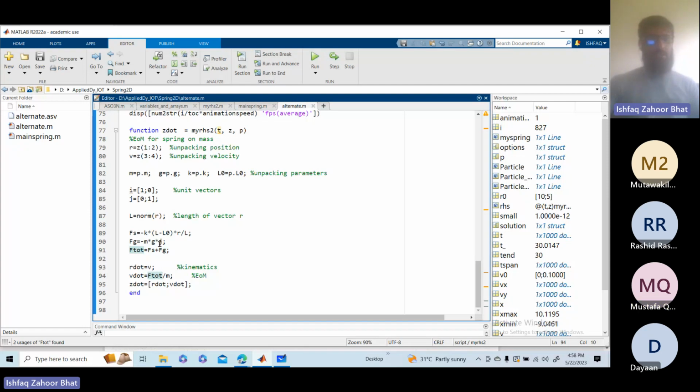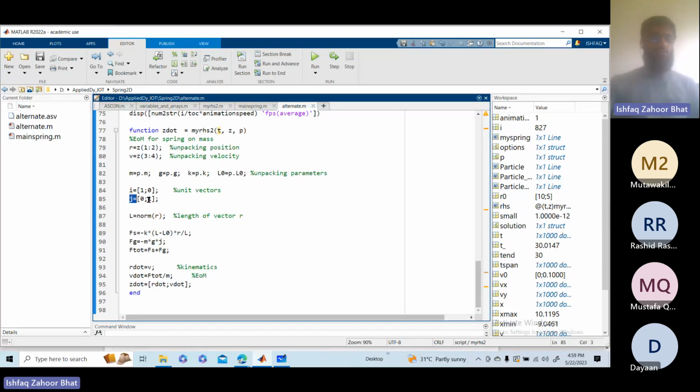Yes, Fg, that is the gravitational force, is minus mg, but it is in the j direction, isn't it? Sorry, against the j direction. That is why I have used minus here. Now, MATLAB doesn't know what m is, what g is, but I have already defined those here. So m is this thing, g is this thing. But it doesn't know what j is. That is why I am writing j here.